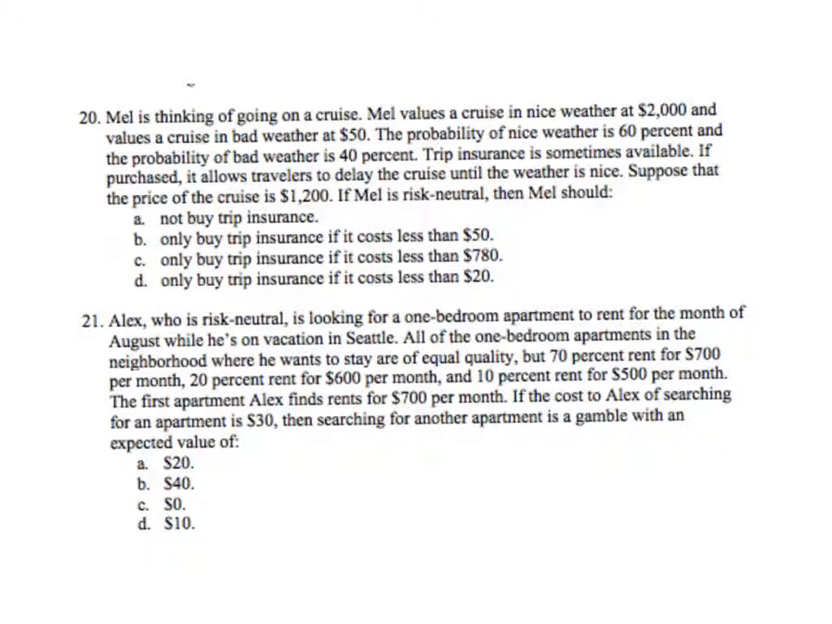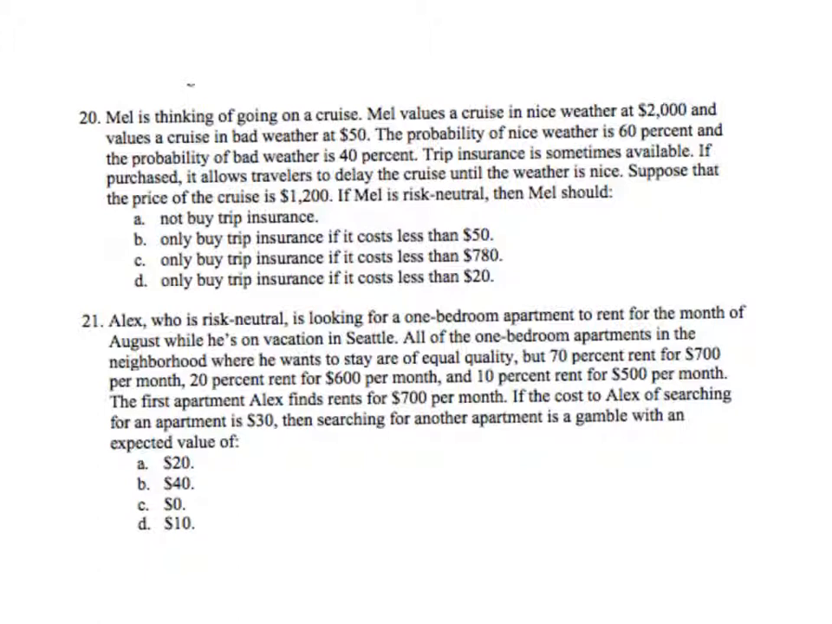All right, 20 and 21 were the two that caused students and teams the most troubles. Quite a lot of you had problems with this. So let's think about this. Mel is thinking about going on a cruise. He values a cruise at $2,000 if it's nice weather, but if it's bad weather, he values it at $50. The probability of nice weather is 60%, probability of bad weather is 40%.